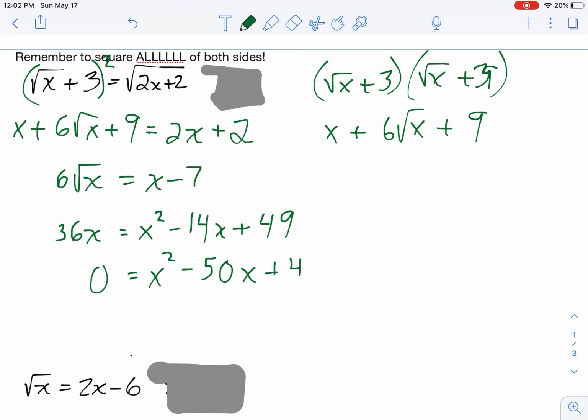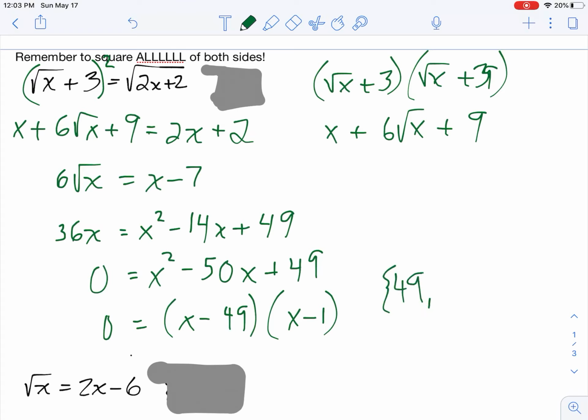Okay, so I have a quadratic, set everything equal to 0. So I subtract 36x. All right, I think this is looking hopeful. So x minus 49 and x minus 1. Is that, let me check, is that going to give me the proper middle term? Yes, okay. So 49 and 1 are my solutions.